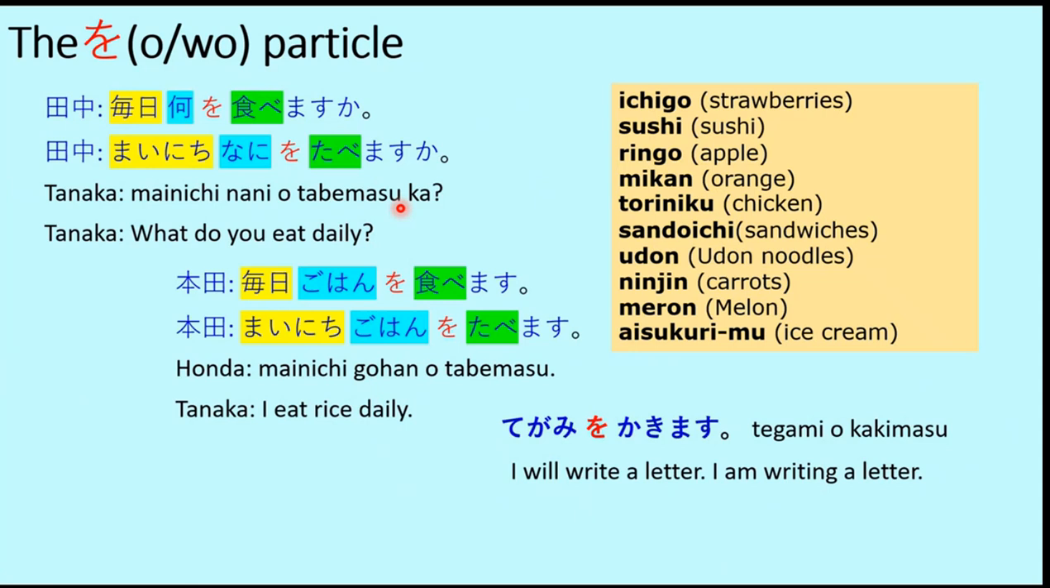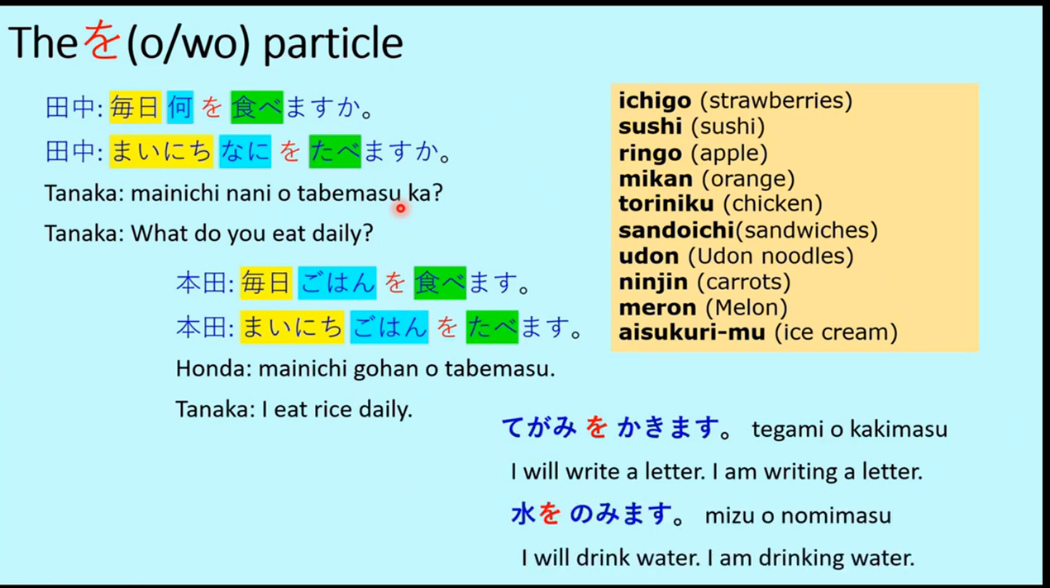So as we know, both present and future tense can be represented using the same sentence. So tegami o kakimasu, I am writing a letter. Based on the full context of the previous and the following sentences, we come to know if it is present or future tense. But just saying tegami o kakimasu, it will not be clear whether the speaker is talking about the present or the future. Tegami o kakimasu, I will write a letter.